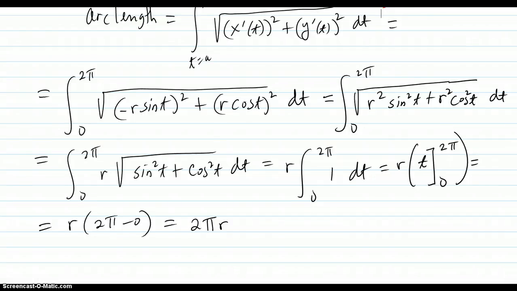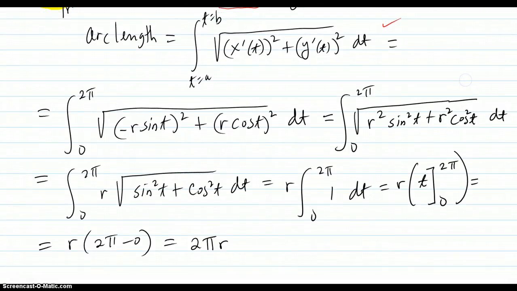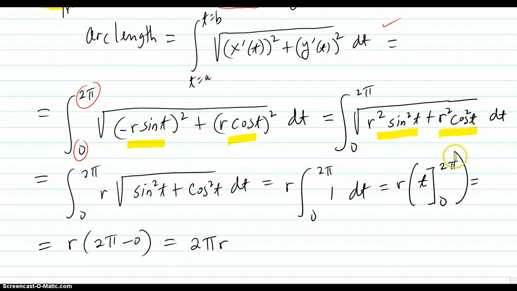And so you're just going to plug everything in, 0 to 2 pi. You plug the x prime and the y prime in. Square that out, you get this. You can see it coming. The r squared is factored out, and the square root of r squared is r on the outside. What's left in there is sine squared t plus cosine squared t, which is 1. And the square root of 1 is 1.